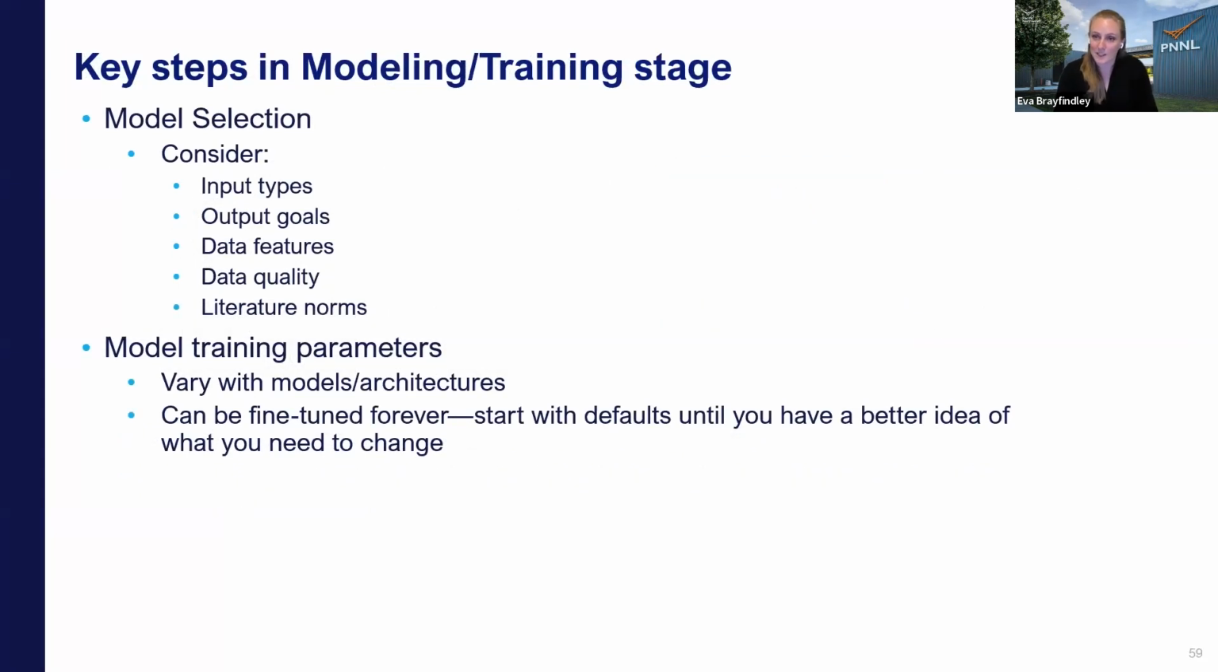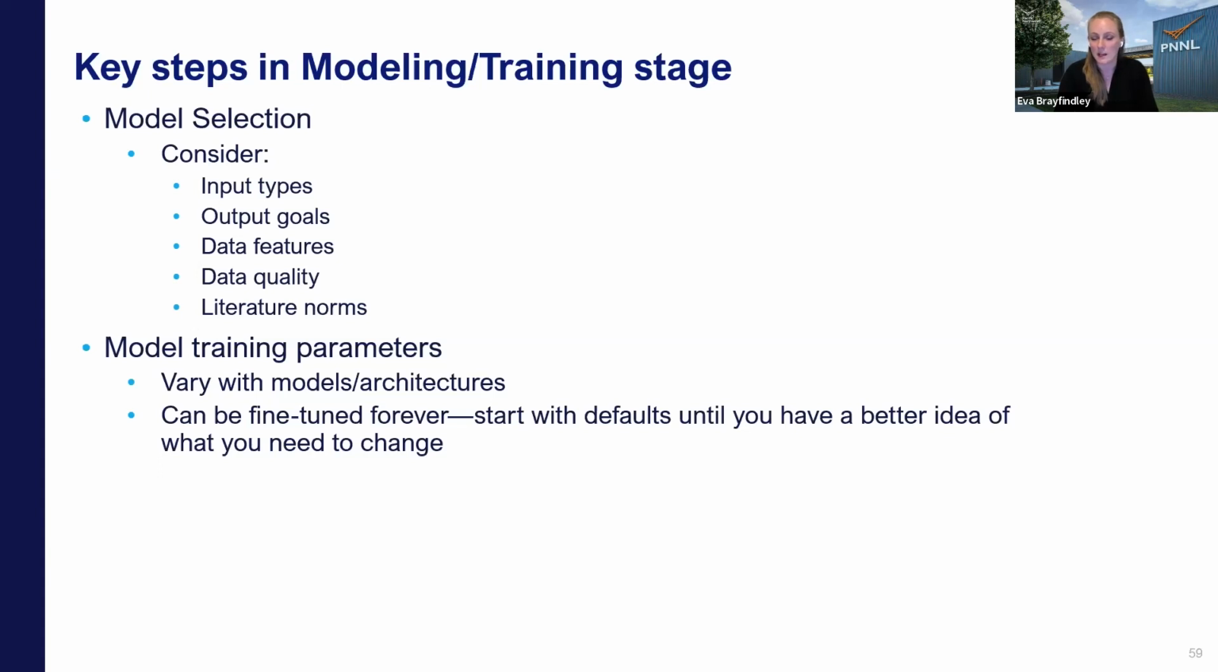When you do this model selection, it's really important to consider what your data looks like. So your inputs: do you have an image? Do you have text? Your output goals: do you want a classification or do you want a prediction? What are some of the features of the data and the quality of the data that the model might have to deal with or use? And then of course, like I mentioned, the literature norms for all those other features. That's not to say that you shouldn't start from scratch and try something new. But if you do run into a wall, if you have some issues knowing where to start, the literature can be a great place, and there are lots of existing models you can play with.